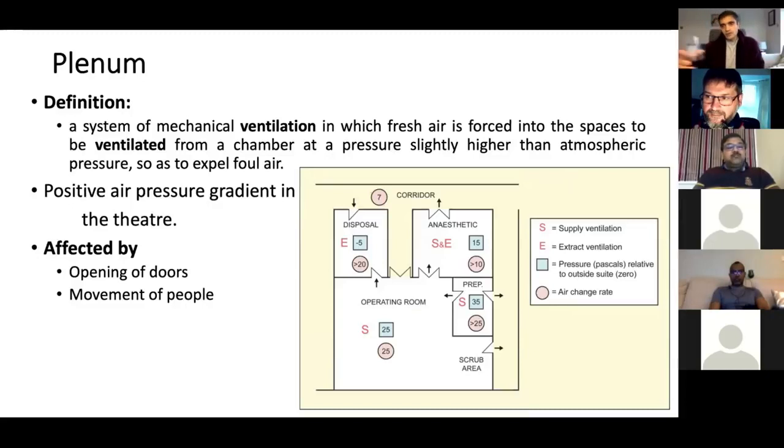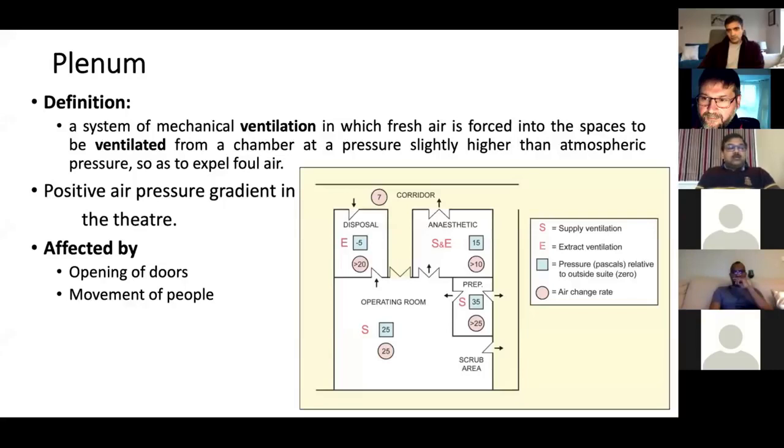This positive pressure air gradient is always maintained in the theater. If you look at the picture which I have, it actually shows in these blue figures the partial pressure of the air in that particular area. And if you look at it, the operating room has a high pressure area, the disposal area has a minus, so it essentially does not allow any air from the disposal area to come into the operating room.